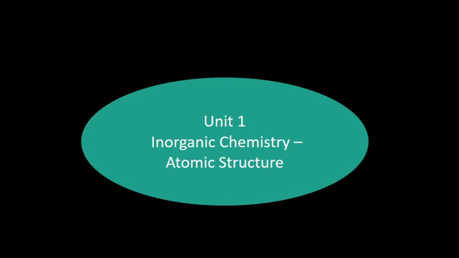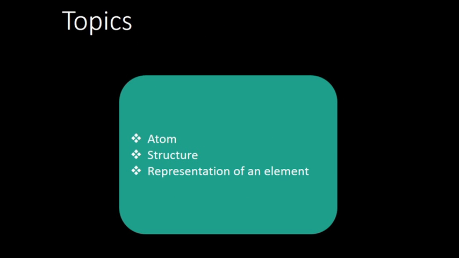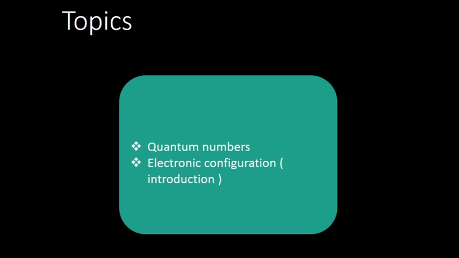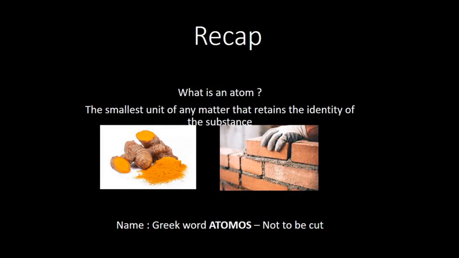Okay. Now, the topics we covered were atom, structure of atom, representation of an element, then arrangement of electrons, etc. Today we are going to see quantum number and electronic configuration. Now we'll have a recap of what we have seen.